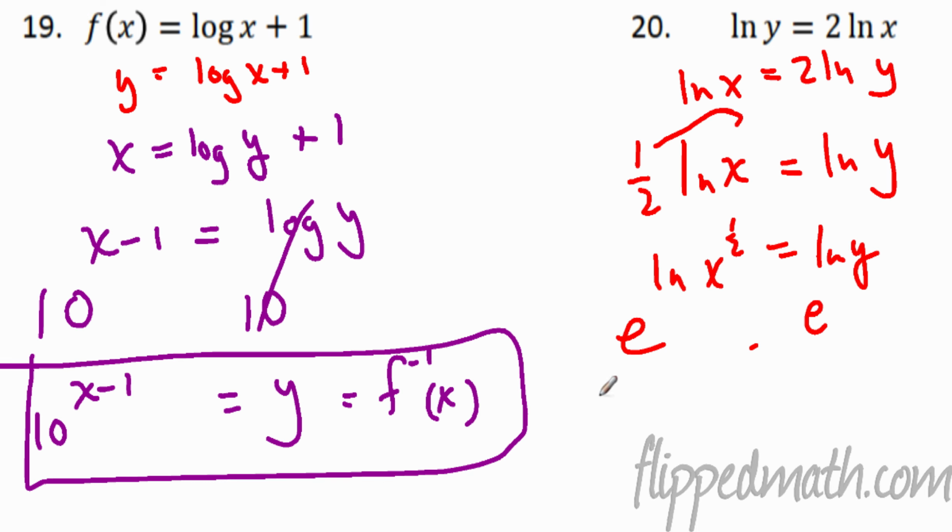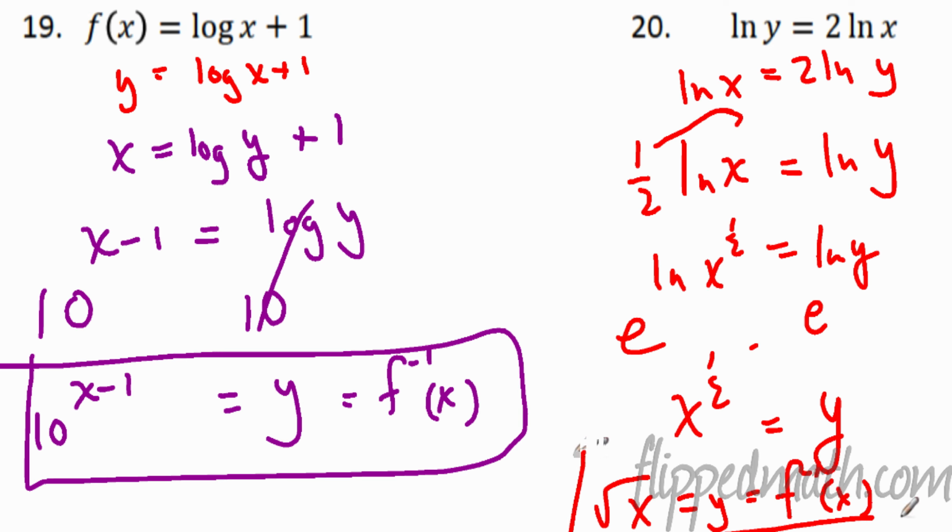What are we going to get here? A whole bunch of canceling. We're going to get x to the 1/2 is going to equal the exponent I use on e to get y. If I use that on e, I get y. So y is going to equal x to the 1/2. So the square root of x equals y, which is our inverse function here. And that is it. Woo!